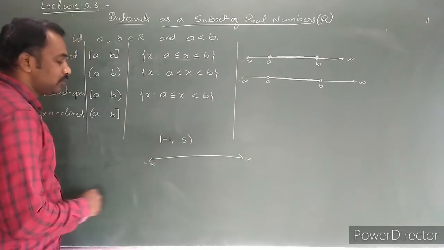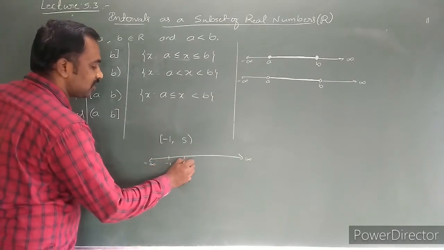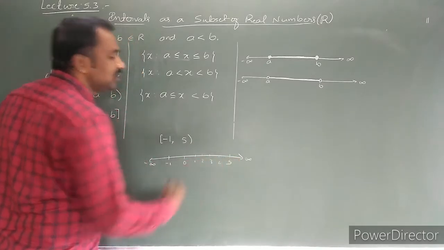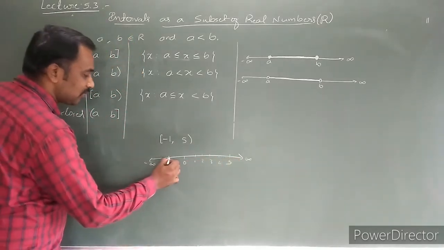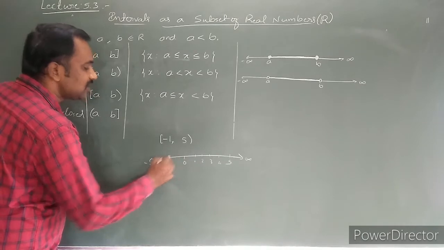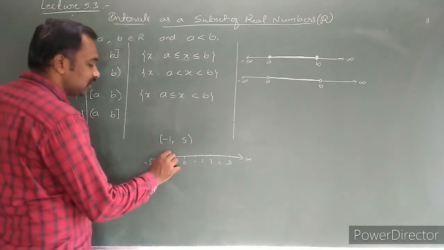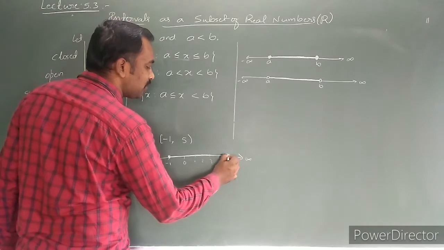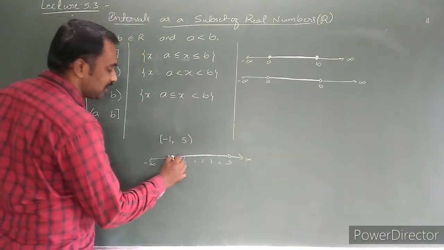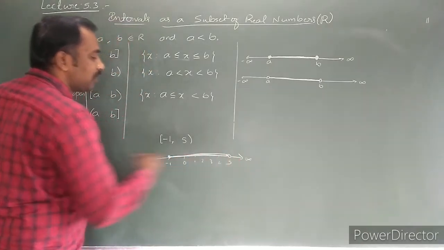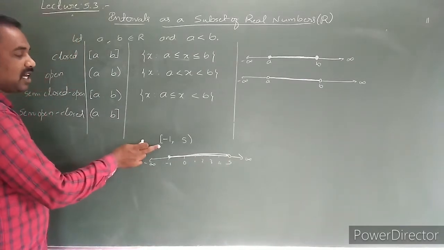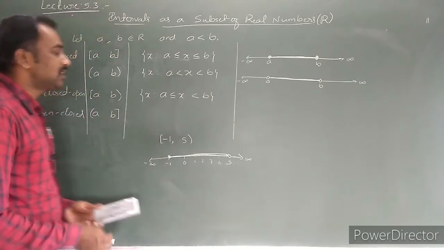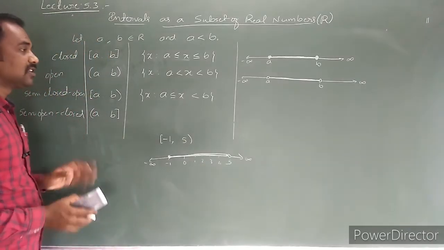Negative infinity to positive infinity. Here it is: minus 1, 0, 1, 2, 3, 4 and 5. Here minus 1 is included. Up to where? Up to 5. Is 5 included or not included? 5 is not included. In between minus 1 and 5, all the real numbers are present. Minus 1 is included, but 5 is not included. That is exactly the meaning.